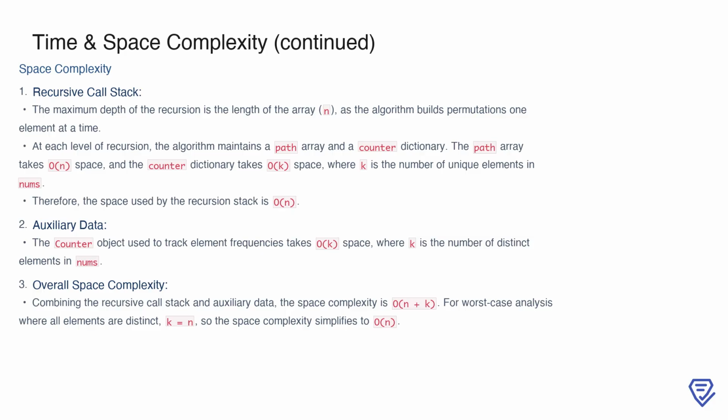Additionally, the counter dictionary, which keeps track of element frequencies, requires O(k) space, where k is the number of unique elements in the array. Combining these, the space required by the recursion stack is proportional to O(n). Furthermore, the auxiliary data structures like the counter object also take O(k) space. When we combine both, the total space complexity becomes O(n plus k). In the worst case, where all elements are distinct, k equals n, so the space complexity simplifies to O(n).